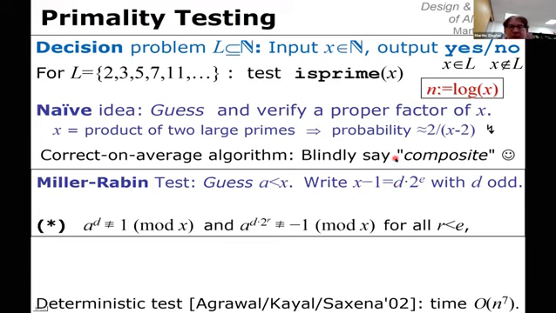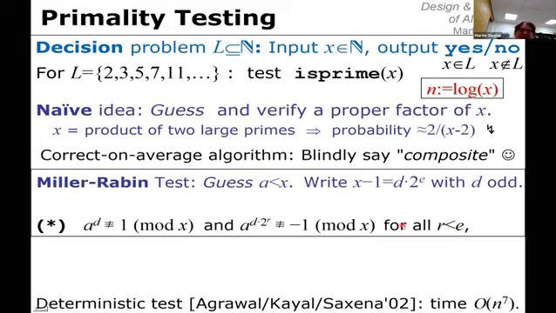And we look at the following logical property, denoted star here: whether the guess number a, when raised to the dth power, is or is not congruent to 1 modulo x, right? So you know modular arithmetic from discrete mathematics. So that's the first property. And the second property: whether a raised to the d times 2 to the rth power is or is not congruent to -1 modulo x for all natural numbers r strictly less than e.